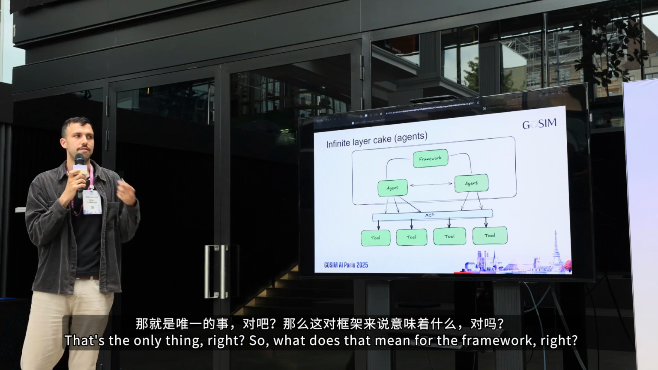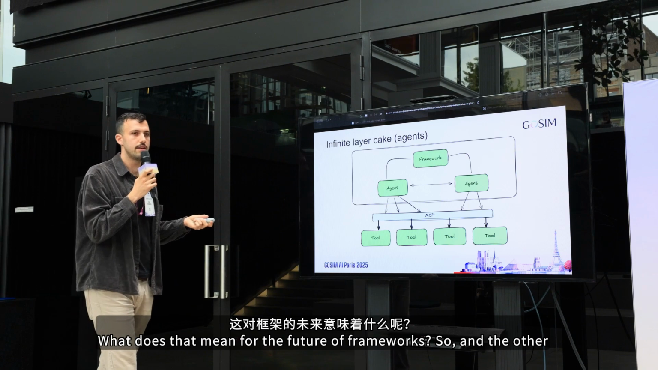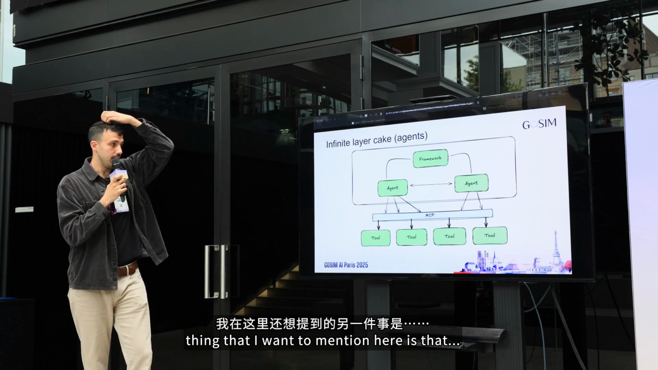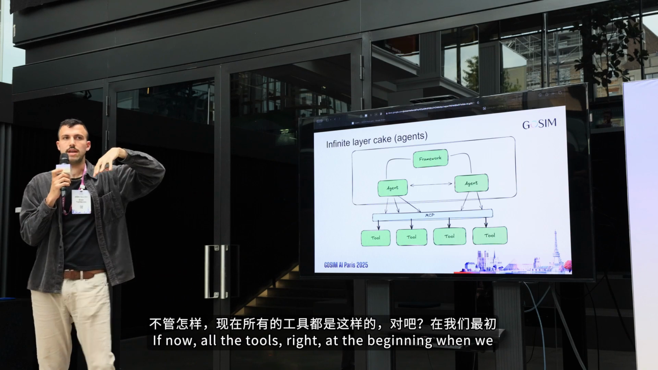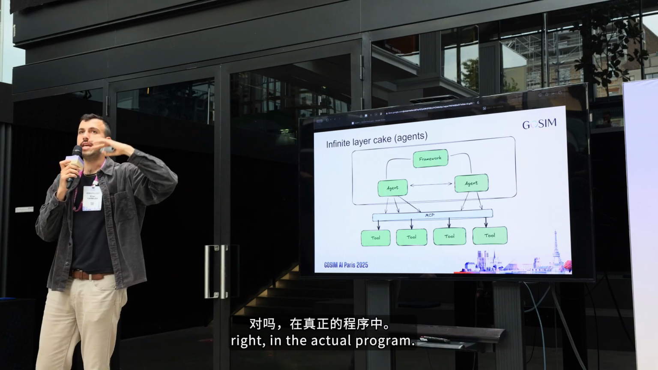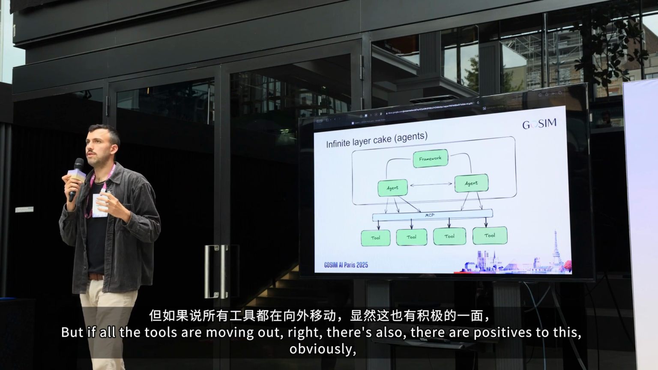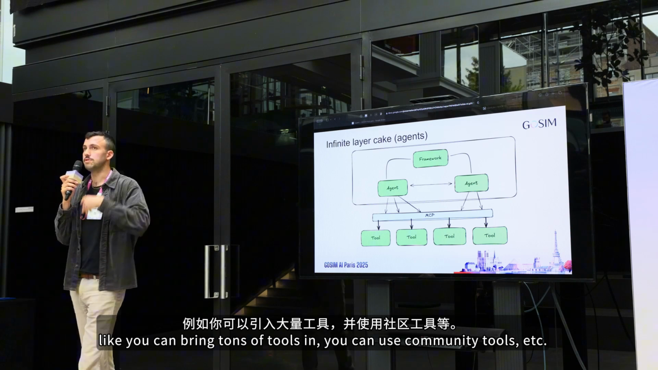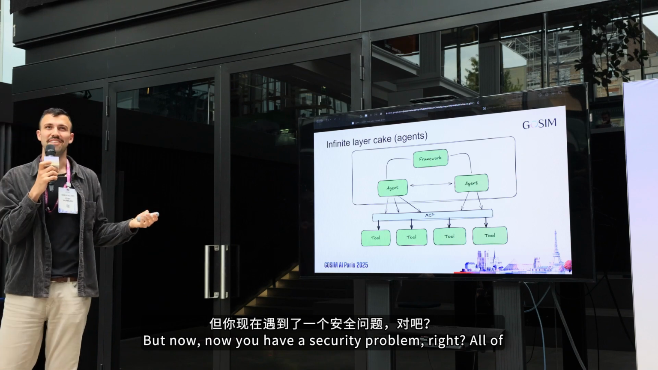So what does that mean for the framework, right? What does that mean for the future of frameworks? And the other thing that I want to mention here is that at the beginning when we made agents, all the tools were sort of functions, right, in the actual program. But if all the tools are moving out, there are positives to this, obviously, like you can bring tons of tools in, you can use community tools, etc. But now you have a security problem, right?